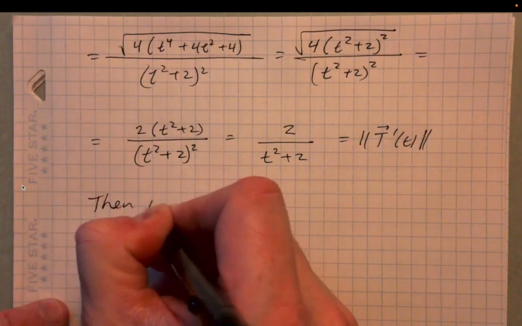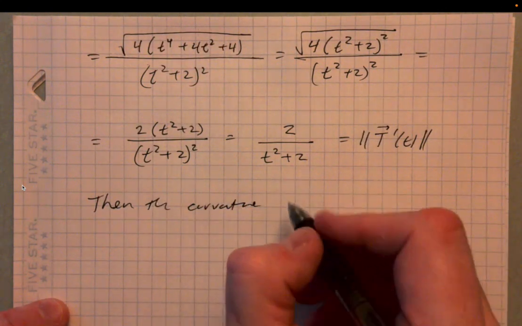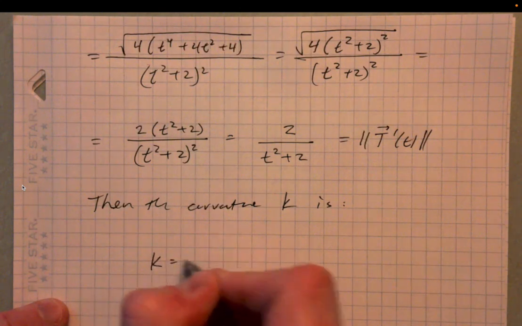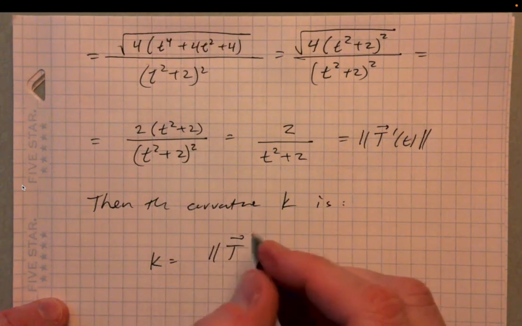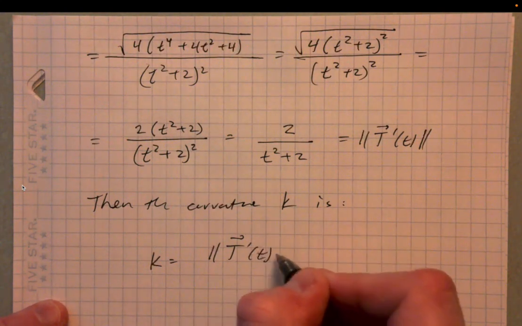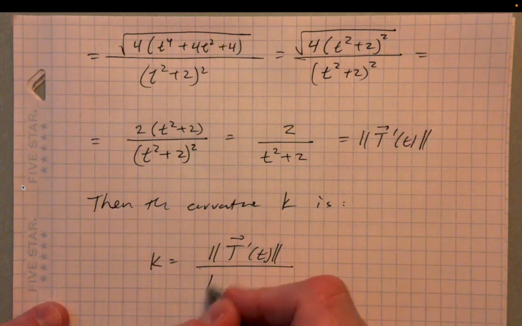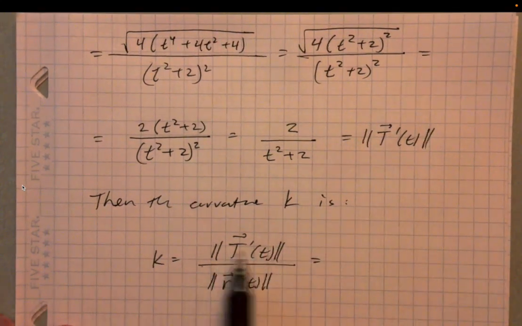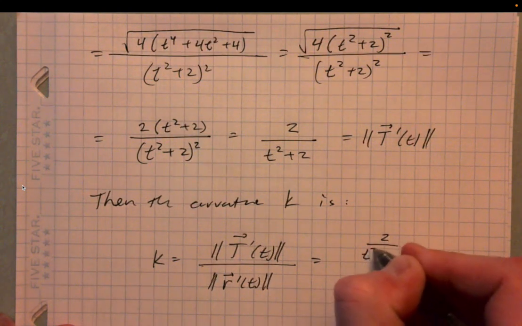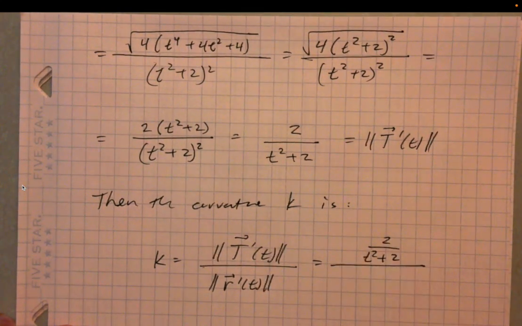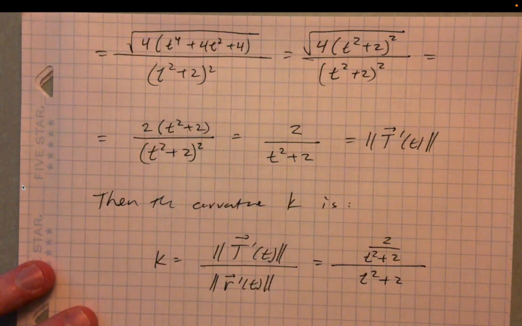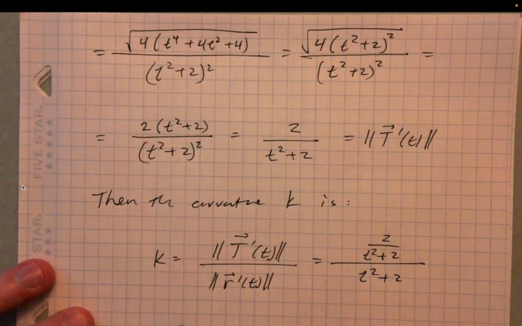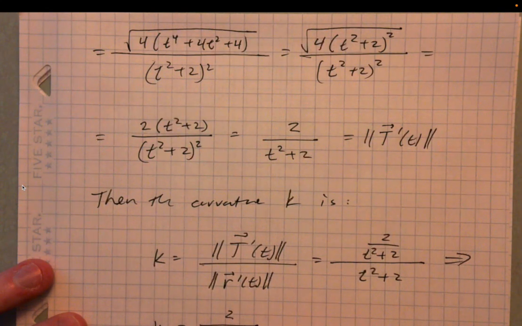So then we would say that the curvature k is, let's see, remember what this is, so it's the unit tangent vector parameterized with t, the norm of the derivative of that, divided by the norm of the derivative of r. Okay, we have these pieces now. So specifically the numerator is 2 over t squared plus 2. And the denominator we found previously was just t squared plus 2. Okay, and so what we have then is that k is equal to 2 over t squared plus 2 squared.